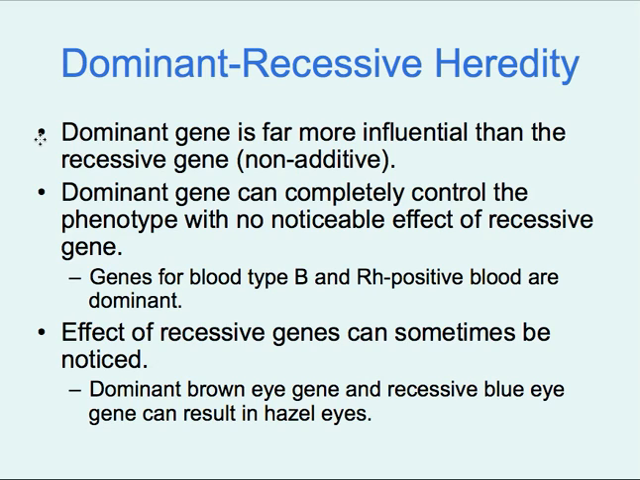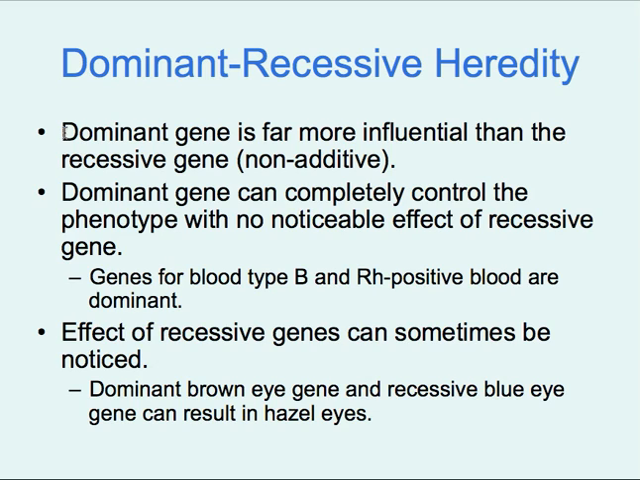Dominant recessive heredity. Dominant genes are far more influential than recessive genes. They're non-additive, meaning that when you've got a dominant gene and a recessive gene, it's the dominant gene that expresses itself. Okay, that doesn't mean that a dominant gene is strong and a recessive gene is weak. It's simply determined by whether it expresses itself or not.